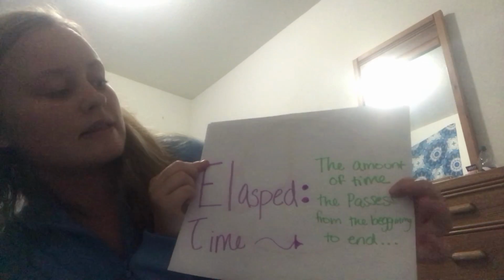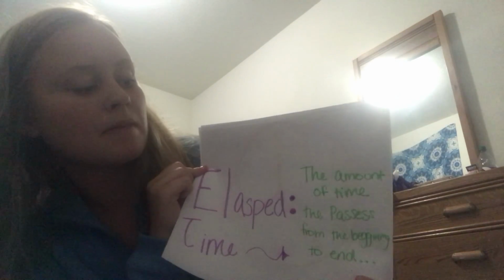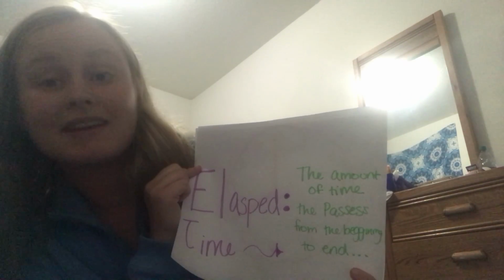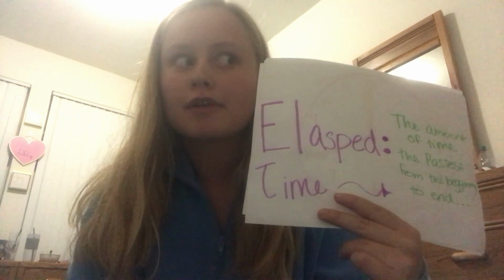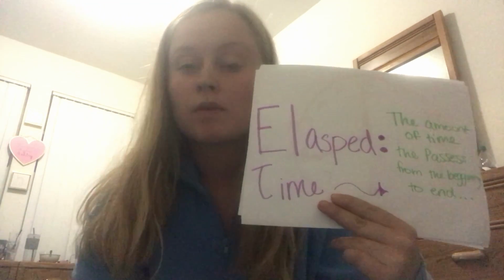Okay, and so what we're going to learn about today is elapsed time. And elapsed time is the amount of time that passes from the beginning to the end of one point. So what that means is when you're looking at elapsed time, you're looking for time that passes from one point to the next.